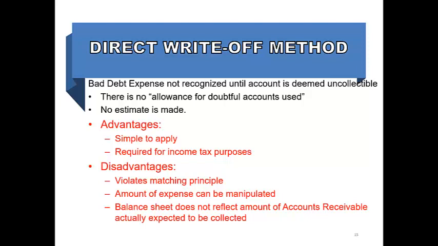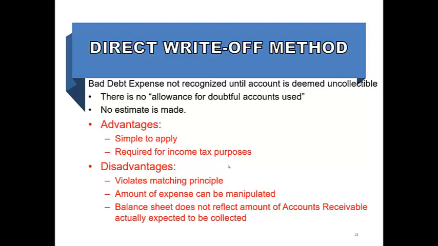So we only write off an account and record bad debt expense when we know that we have a bad debt. So the advantages of the direct write-off is that it's simple to apply and it is required for income tax purposes, and the disadvantage is it violates the matching principle because we might have revenue in one year and then the write-off expense in another year.